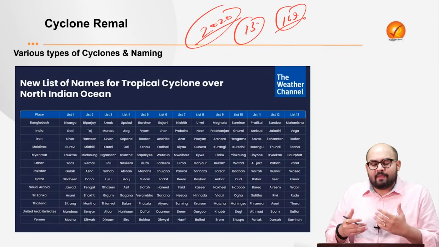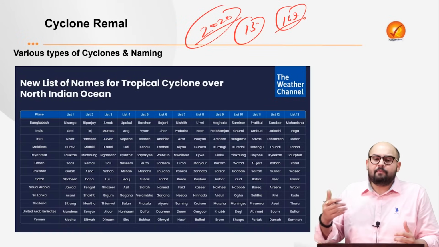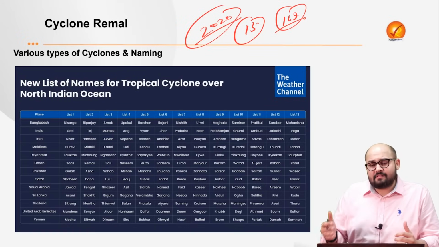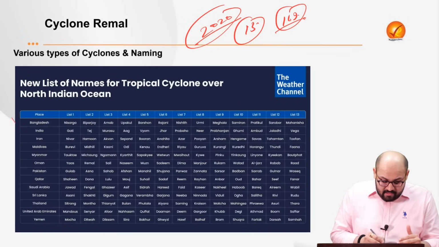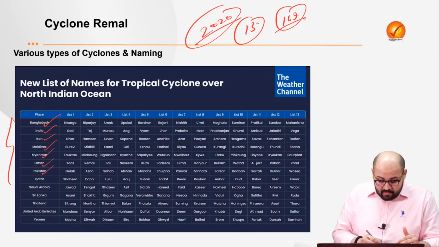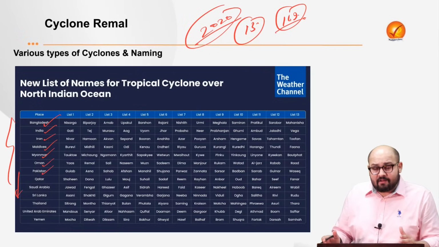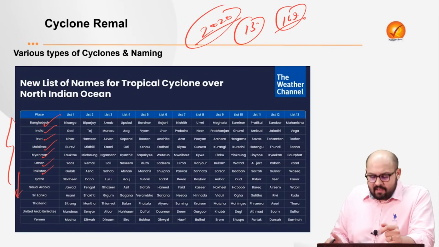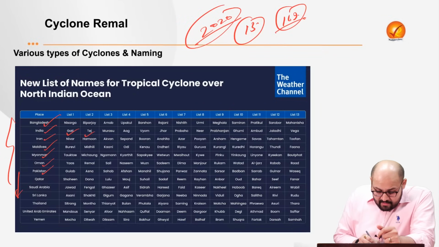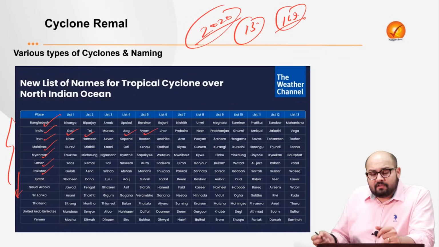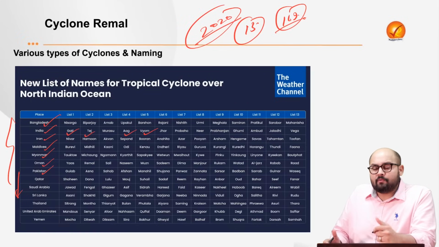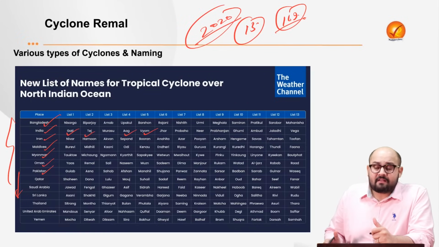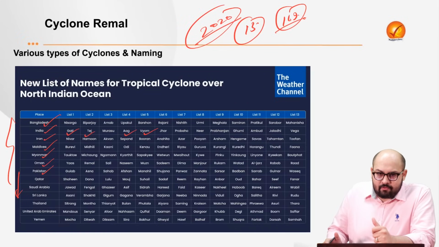So time and again, whenever a cyclone comes, there is a proper procedure which is followed and a list system is followed. What it means is that countries are arranged in alphabetical order. You can see Bangladesh, India, Iran, Maldives, Myanmar, Oman, Pakistan, right? Like this, 13 countries. And all these countries have contributed 13 names. Now, if you look into the names contributed by India, you can see Gati, Tej, Aag, Vyom, and all these names, right? So all countries have contributed. Why is this so? So that all countries can participate in the naming of that particular tropical cyclone, right?